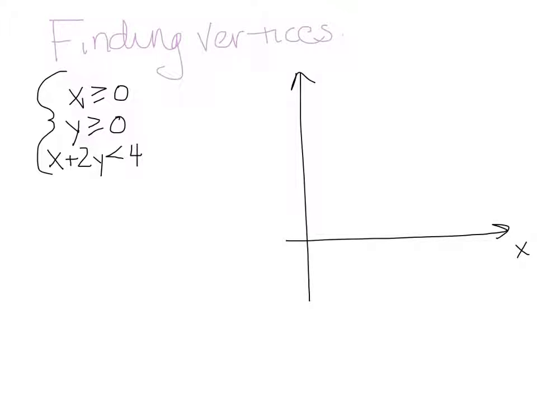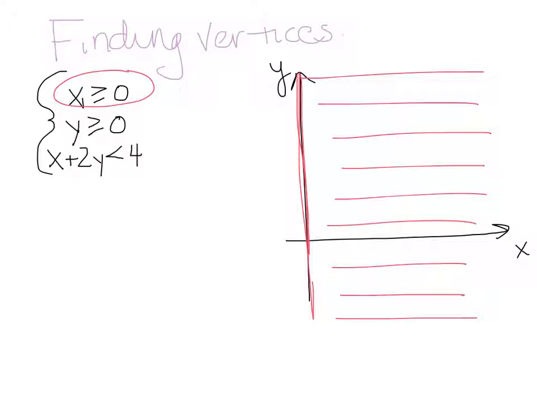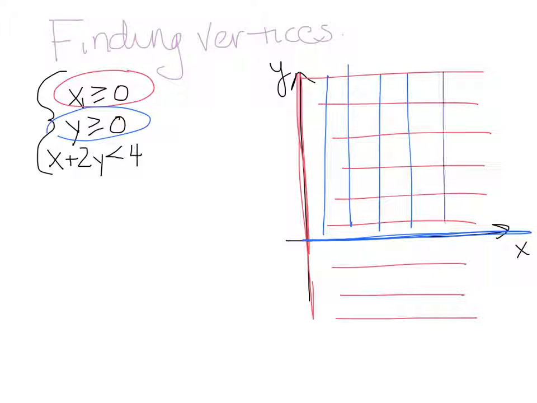So there's my x, and there's my y. Let me do the first one in red. X has to be greater than 0. Now, of course, x equals 0 is this horizontal line, right? So if I want to be greater than that, I'm this direction. That's the first one. Then the second one, let me see if I can graph this one in blue. Y is greater than 0. Well, here's y is equal to 0. If I want to be greater than that, I'm shading above like this.